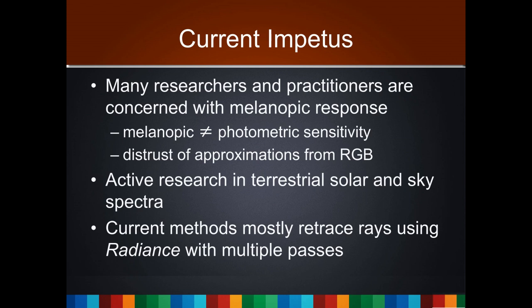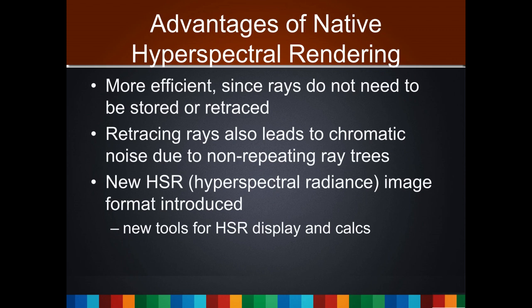And the current methods for handling hyperspectral, the workarounds, involve multiple runs that often don't produce the same sample, so you get a lot of spectral noise. The advantages of native spectral rendering is that it's more efficient, since you're using just the one ray tree. You don't need to retrace anything. And as I said, retracing leads to chromatic noise. And then we also have a new native hyperspectral Radiance format that works similar to HDR format, but has these extra samples in it.